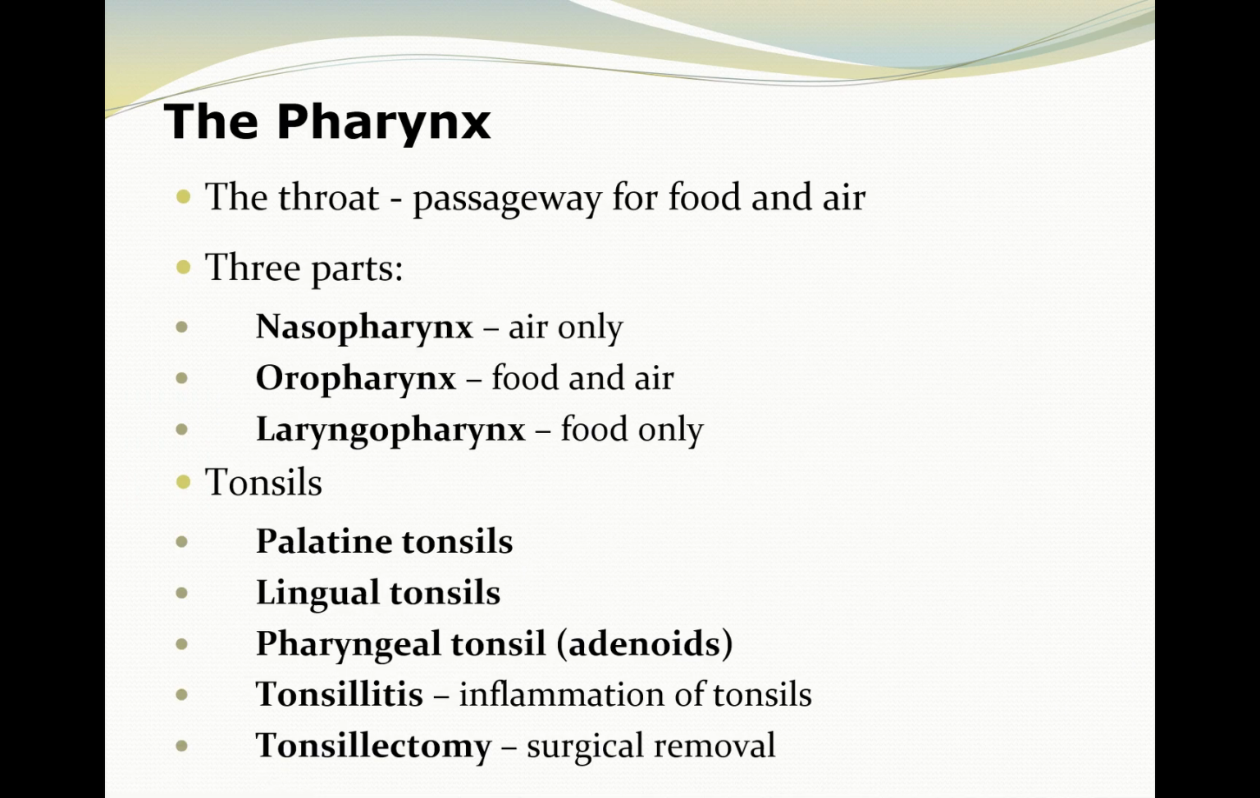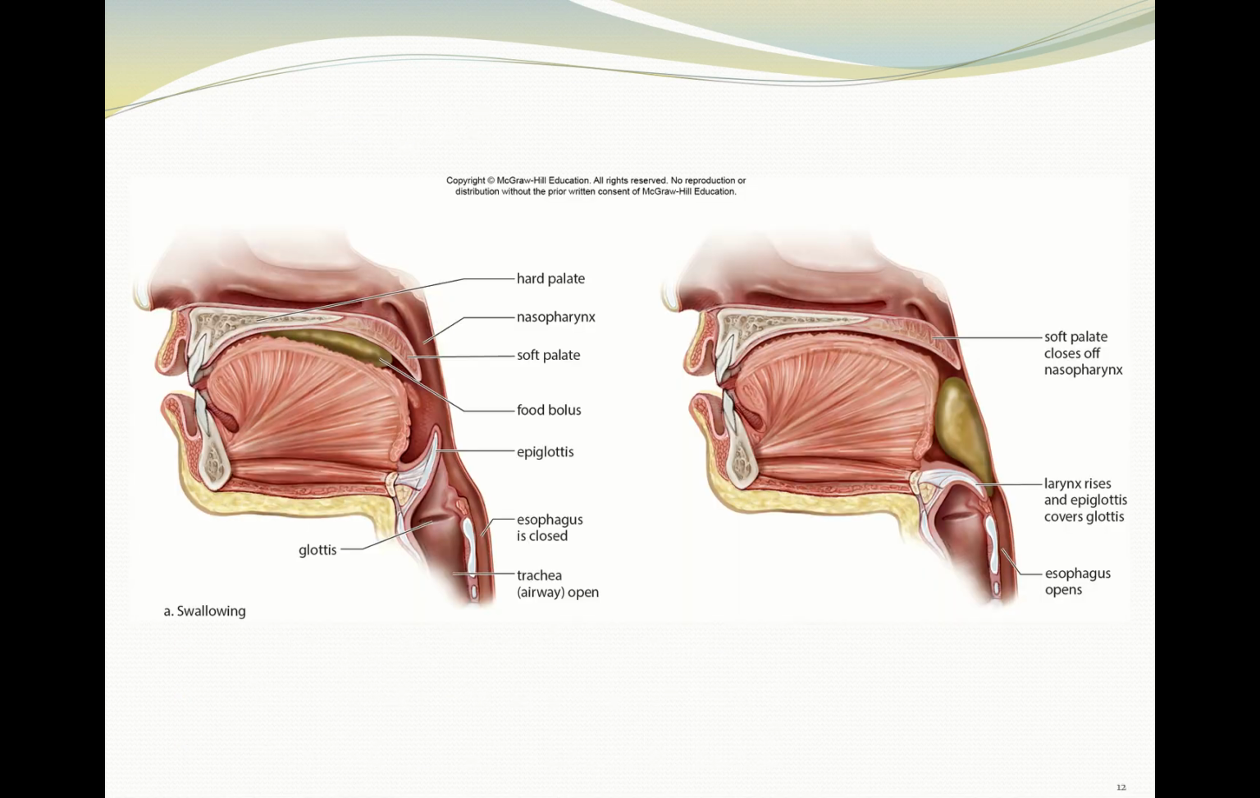The pharynx is the throat, and it's the passageway for food and air, and it has three parts: the nasopharynx, the oropharynx, and the laryngopharynx. The nasopharynx will contain air only, the oropharynx contains food and air, and the laryngopharynx is food only. The tonsils are the palatine, lingual, and pharyngeal. Tonsillitis is the inflammation of the tonsils, and a tonsillectomy is the surgical removal of the tonsils, if you have repetitive tonsillitis.